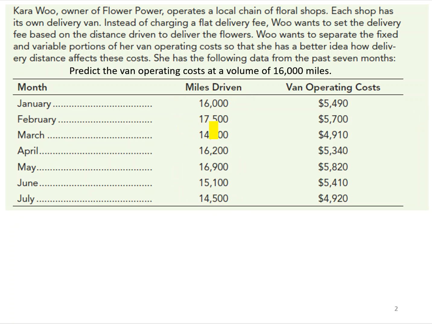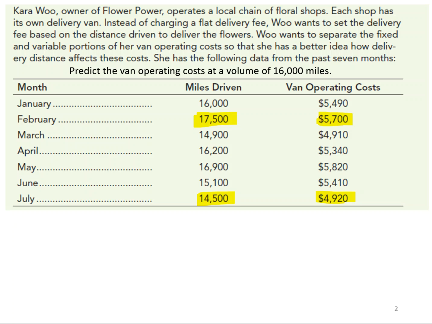So if I go through here, it looks like 17,500 is going to be my high level of activity, and the low number here, 14,500, will be July, my low level of activity. And I'm going to highlight the costs associated with each of those as well, because we're going to need that information to prepare the high-low method here. So the first step is going to be to determine our variable cost per unit.